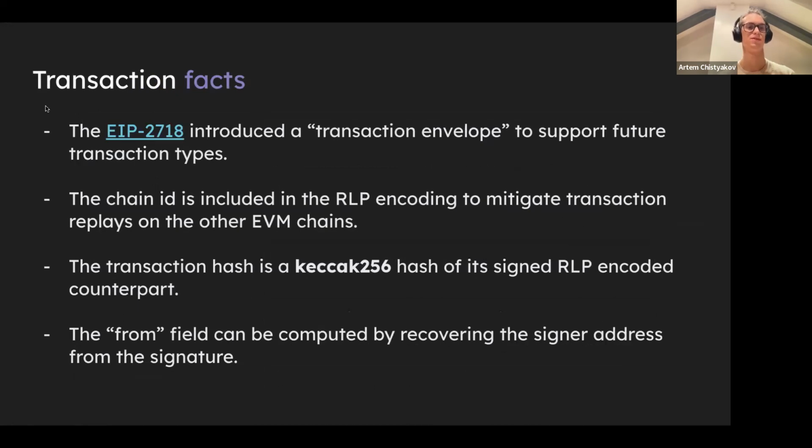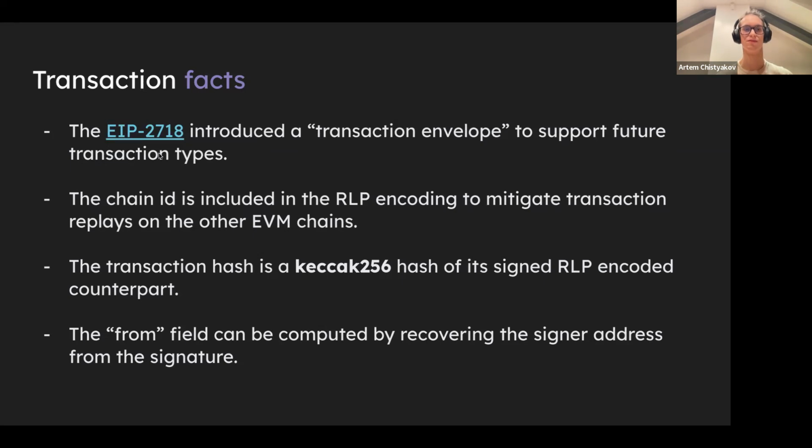So there are several transaction parts that I want to point out. Transactions are actually not as simple as they are in Bitcoin. They're a lot more complex and complicated because Ethereum is a rapidly evolving blockchain. A lot of new standards are proposed, a lot of new improvement proposals are implemented, and they always want to add something new.